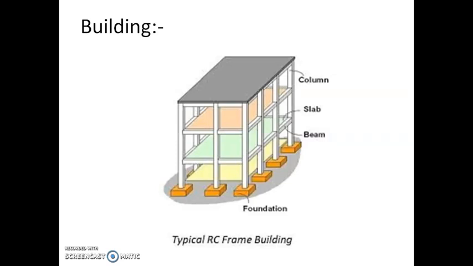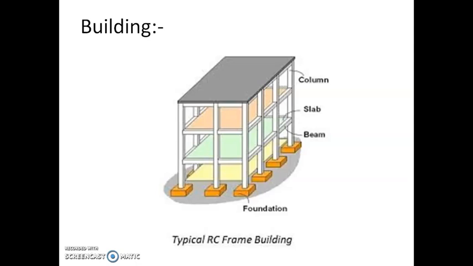Now, building components. We are supposed to have a basic idea about the column, beam, slab and foundation. So moving with the foundation. It is necessary to evenly distribute the entire load of the superstructure to the soil in such a manner that no settlement is done. Further, we are supposed to study what is settlement, and what are the various types of settlements.